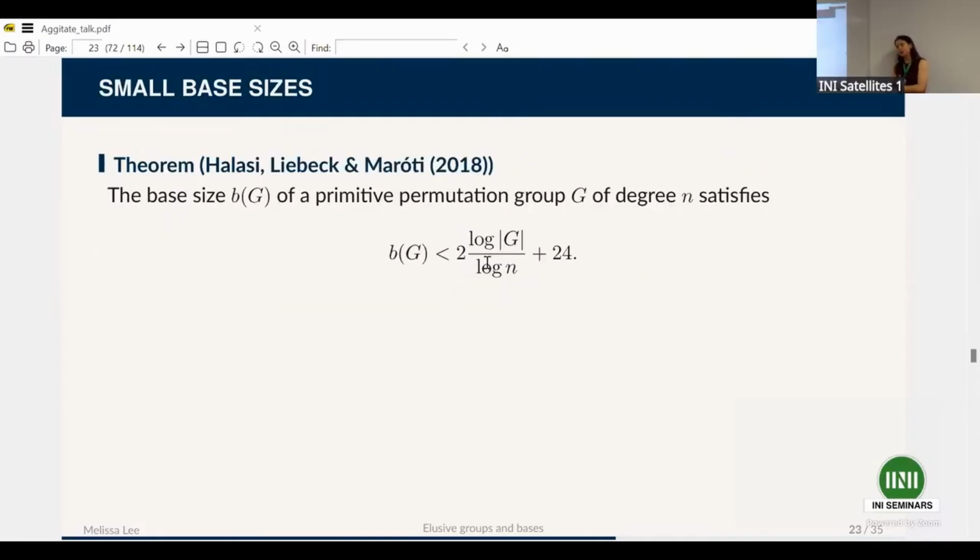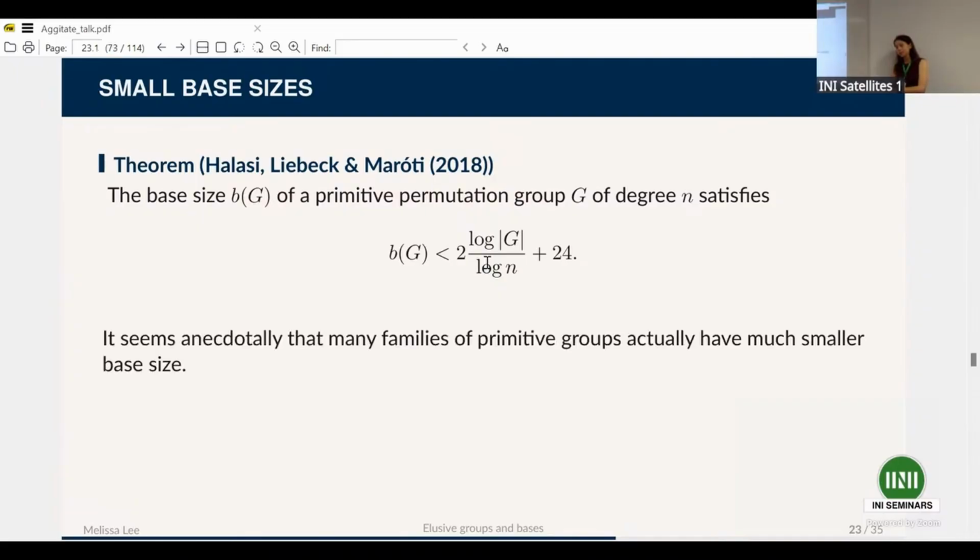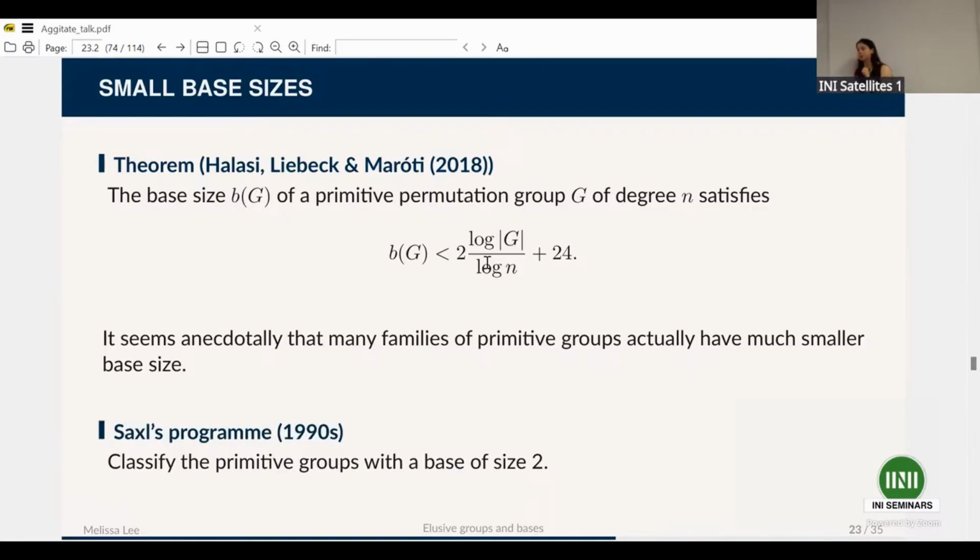Okay, so we have this upper bound on base size due to Halasi, Liebeck, and Maróti. But it seems that apart from some known examples of primitive groups that have large base size, many families of primitive groups actually have much smaller base size. And indeed, many primitive groups have a base of size just 2. So these could be enormous groups that are acting on millions upon millions of points, but you're always able to find 2 elements of the set that you're acting on, such that when you fix them, you get the identity.